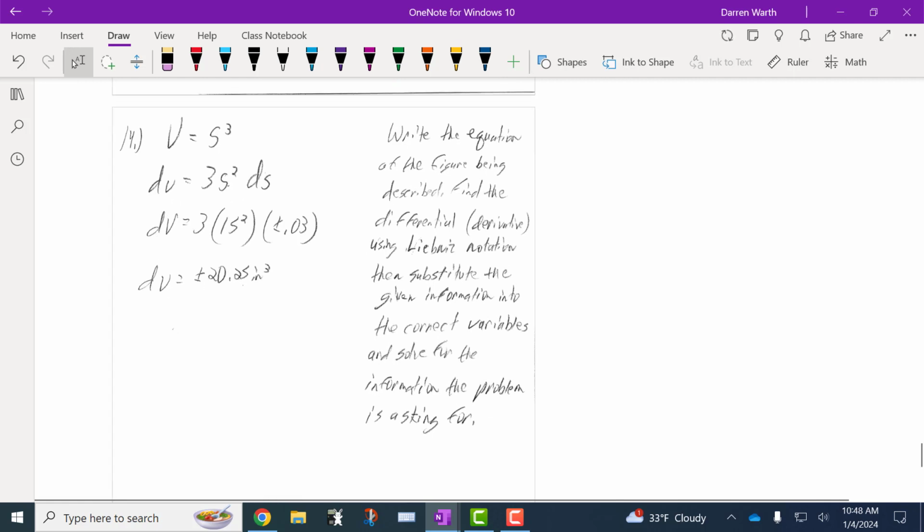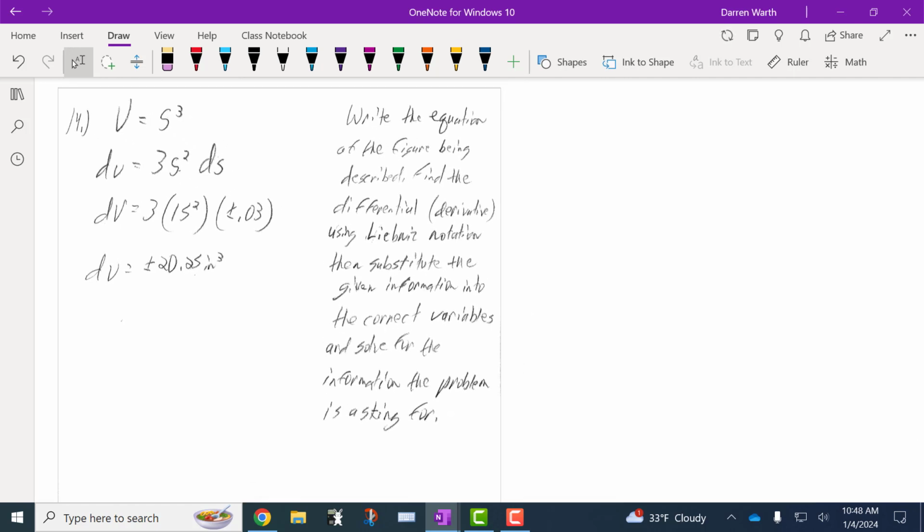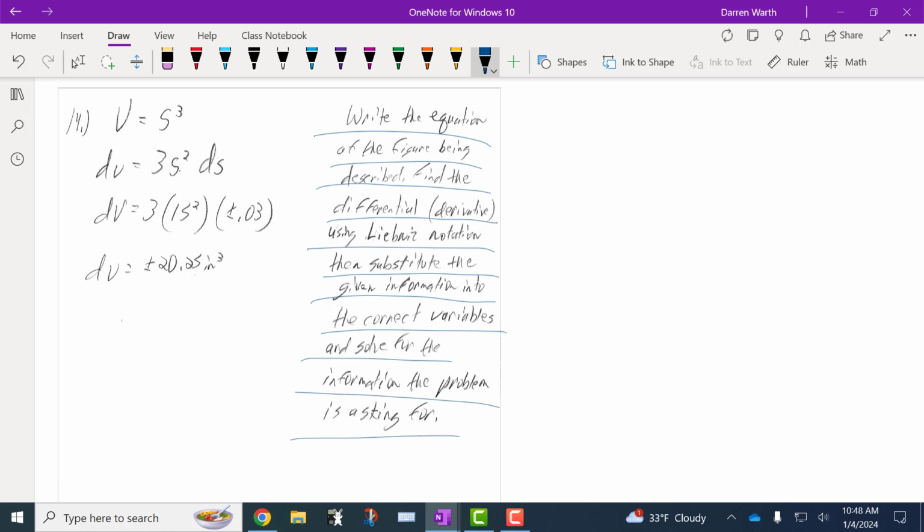Okay, then on number 14, last problem. It says the measurement of the edge of a cube is found to be 15 inches with a possible error of 0.03 inch. Use differentials to find the maximum possible propagated error in computing the volume of the cube. So remember your rules. You're going to write the equation, figure being described, find the differential, which is the derivative, using Leibniz notation. Then substitute the given information in the correct variables and solve for the information the problem is asking for. So notice, volume of a cube is V equals S cubed.